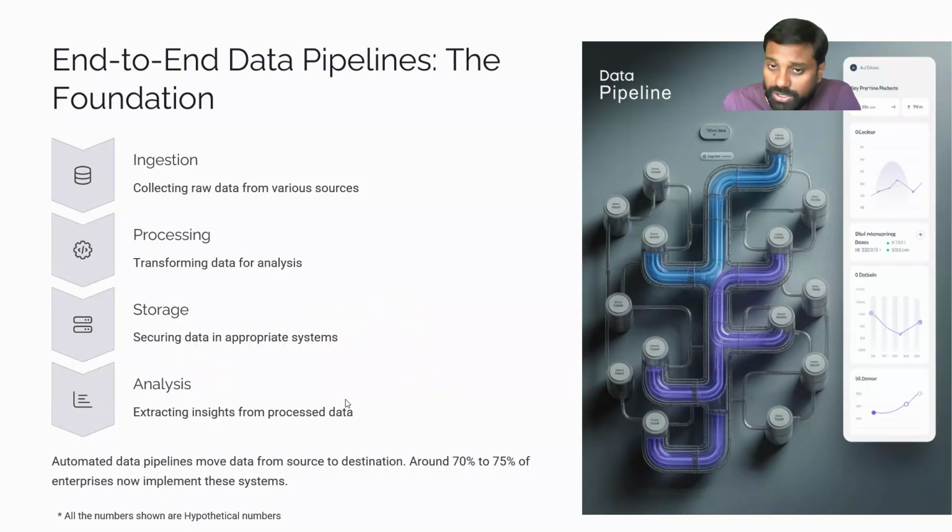This entire process has to be automated, and that is one of the primary jobs of data engineers. So the movement of data from source to destination has to be automated. And again, hypothetical numbers, 70 to 75% of the enterprises are focusing and implementing this today. And their success rate is the evidence of the importance of data engineers in today's world.